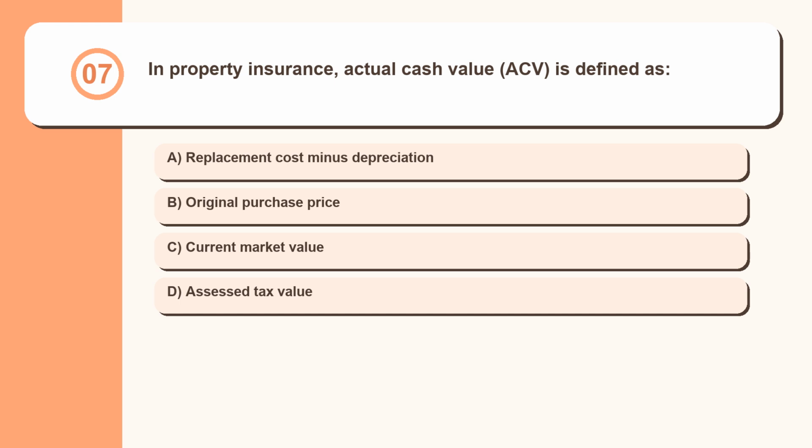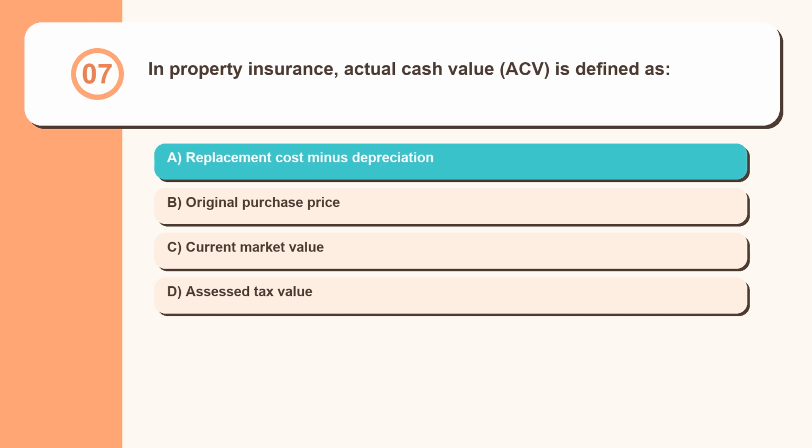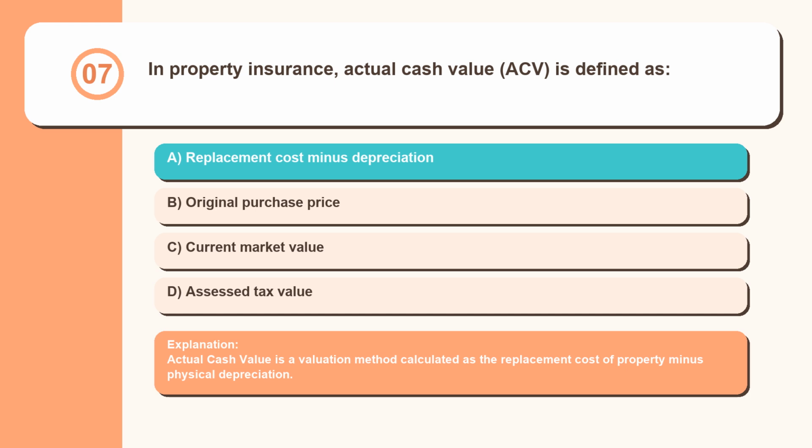Question 7. In property insurance, actual cash value, ACV, is defined as replacement cost minus depreciation, original purchase price, current market value, assessed tax value. Actual cash value is a valuation method calculated as the replacement cost of property minus physical depreciation.